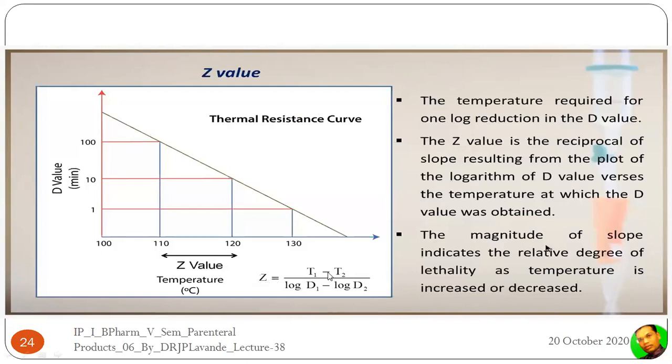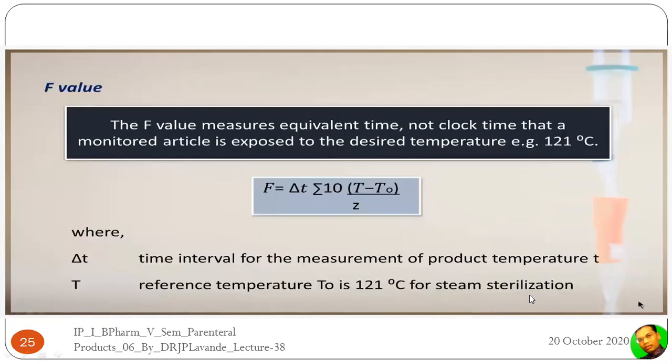Z is equal to T1 minus T2, that is the temperature difference, in order to reduce the logarithm of the D value, D1 to that of D2, right? So the temperature required for the 1 log reduction is the Z value, and Z value is the reciprocal of the slope resulting from the plot of the logarithm of the D value versus the temperature at which the D value was obtained. So the temperatures at which the D value was obtained are nothing but T1 and T2. The magnitude of slope will indicate the relative degree of lethality as temperature is increased or decreased.